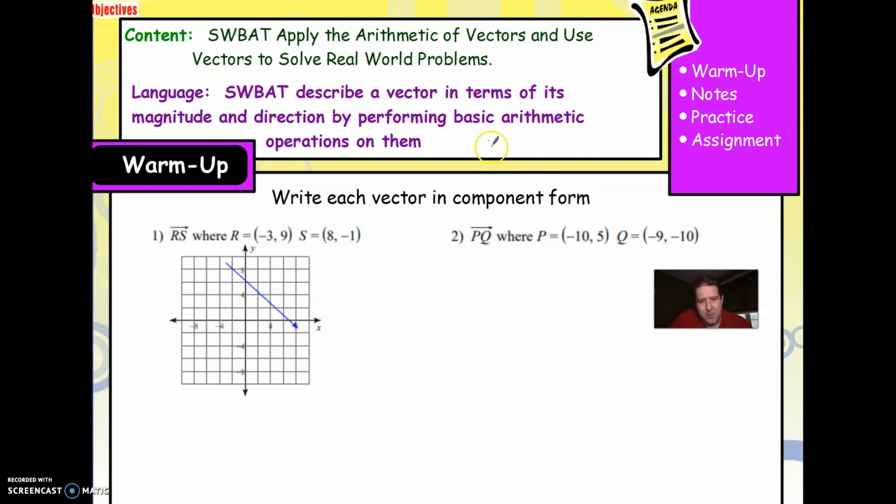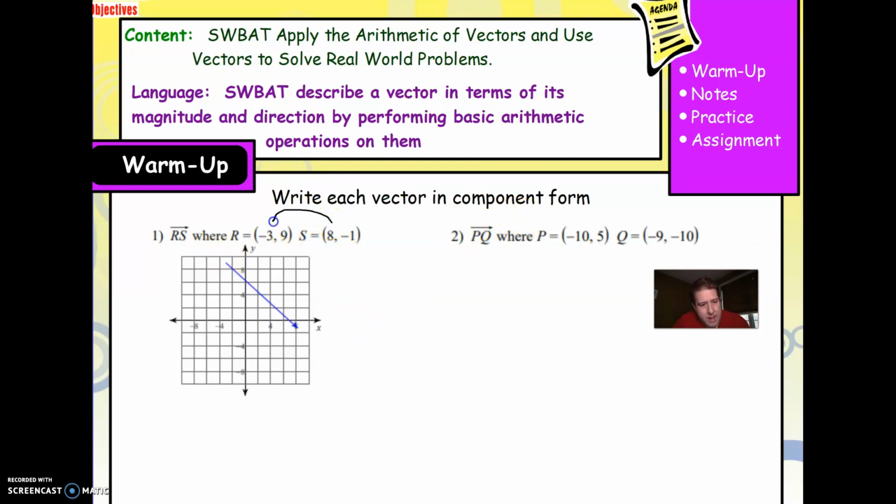Topic 1, Lesson number 2. We're going to be talking about vector addition and scalar multiplication in this video, and also talk about all the basics that we had talked about in the last video, so a lot of summarizing what was in the last video as well. Starting off with write each vector into component form.